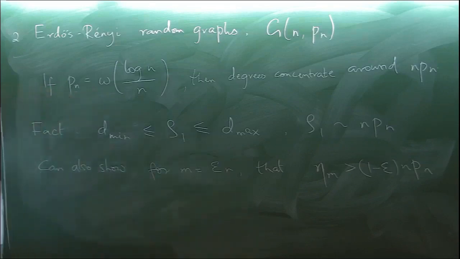Showing that is a bit of a messy calculation. You have to consider all subsets of various sizes. You get Chernoff bounds on how many edges go out of that subset, etc.